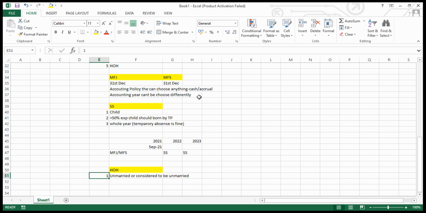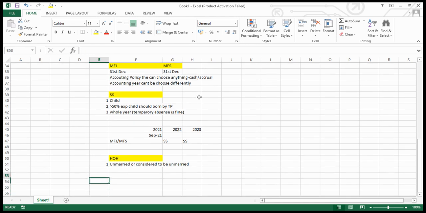Then what status is he going to get? He is going to get HOH, or else if the other HOH conditions are not satisfied, he will go on to the single status. So for the single or HOH, the main criteria will be unmarried or considered to be unmarried. Some people who are legally separated, their status is going to be HOH or single. The same way, a normal unmarried person is going to get HOH or single. So in HOH, there are multiple other conditions as well. If all three conditions are satisfied, he falls under HOH, otherwise single.